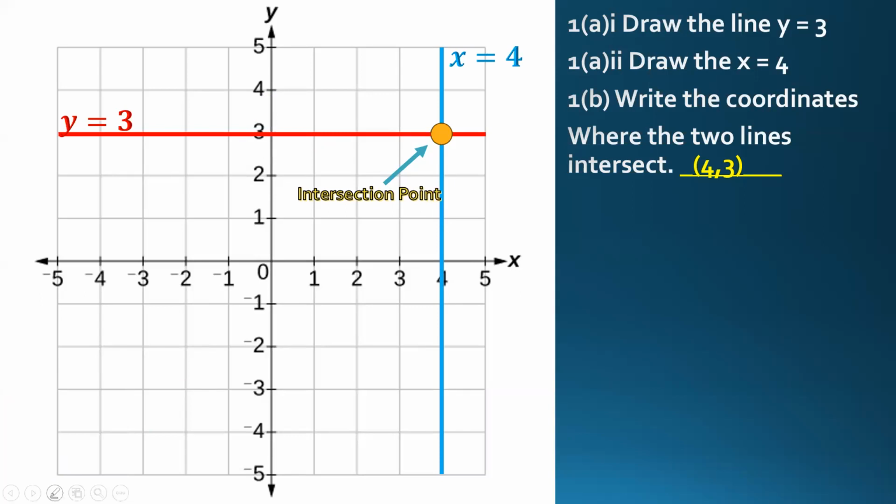Where's Mark? Mark, are you there? Yes, sir. You understand how we got 4, 3? Yes, sir. Okay, good. Michael, you understand what we're doing? Yes, sir. So first of all, this is the first line that we drew, y is equal to 3, which is a horizontal line passing through 3. And then the next line was x is equal to 4. And where they meet, Michael, what are the coordinates of where they meet? 4, 3. 4, 3, very good. Myla, you understand this, right? Yes, sir.